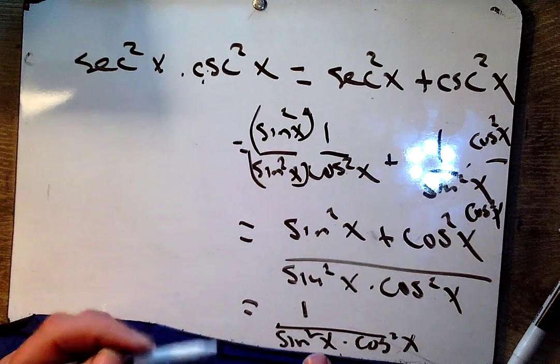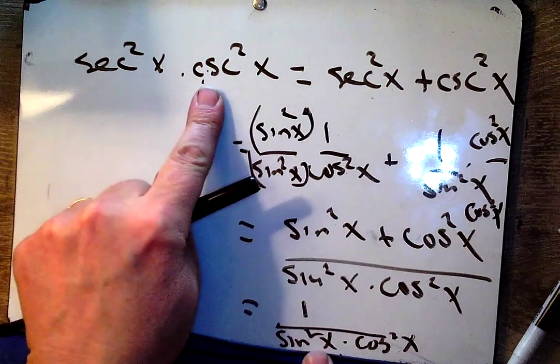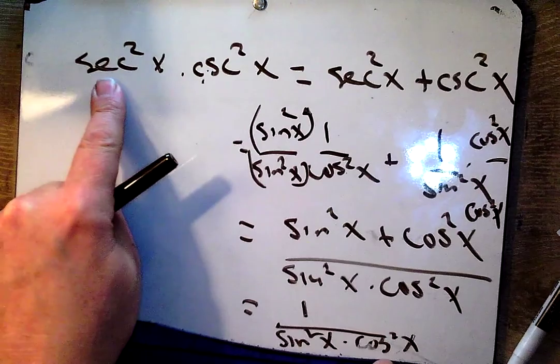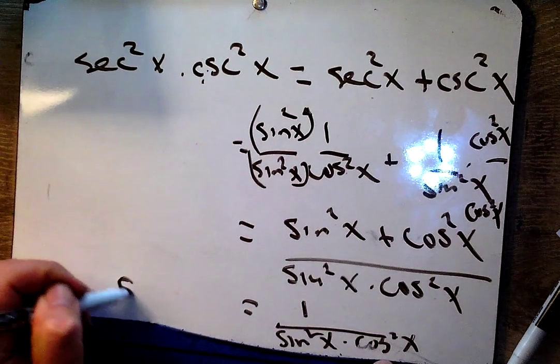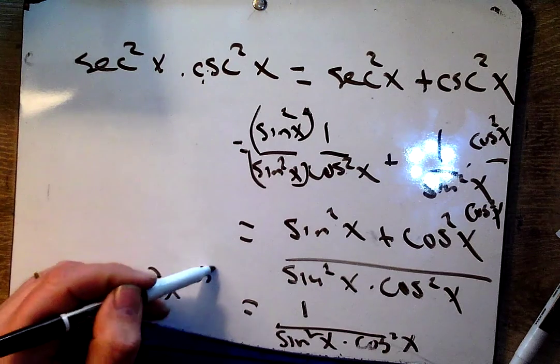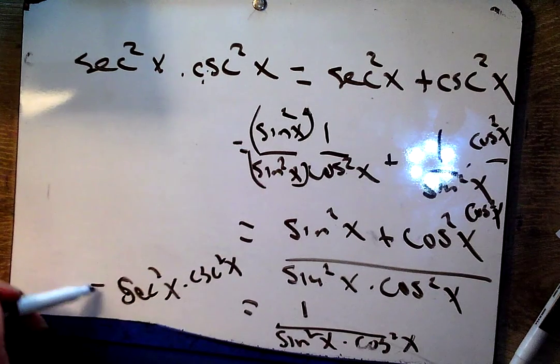And so look what I've got. I've got 1 over sine squared times 1 over cosine squared. And so I'm done. Secant squared x times cosecant squared x. And done.